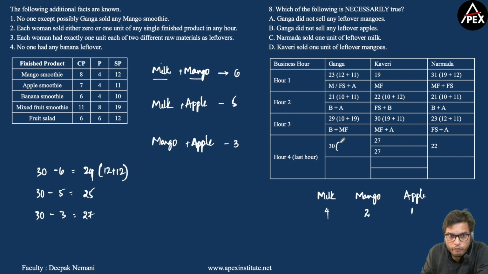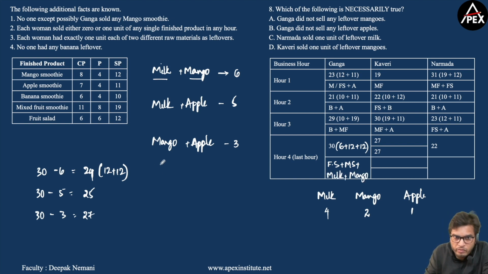So she sold 1 unit of milk and 1 unit of mango for 6 rupees plus 1 mango smoothie for 12 rupees plus 1 fruit salad for 12 rupees. So the items sold are fruit salad, mango smoothie plus milk and mango. Now coming to Kaveri. Kaveri received 27 rupees in the last hour.